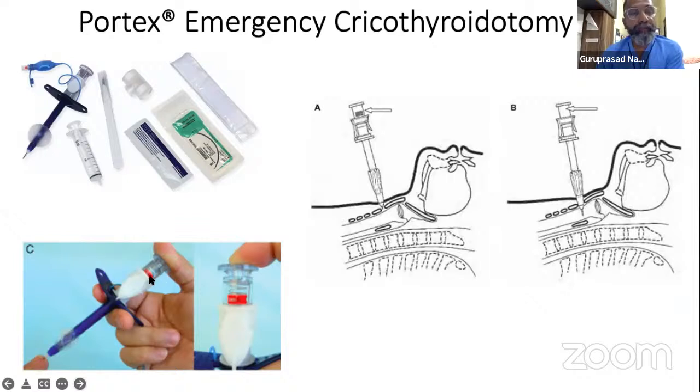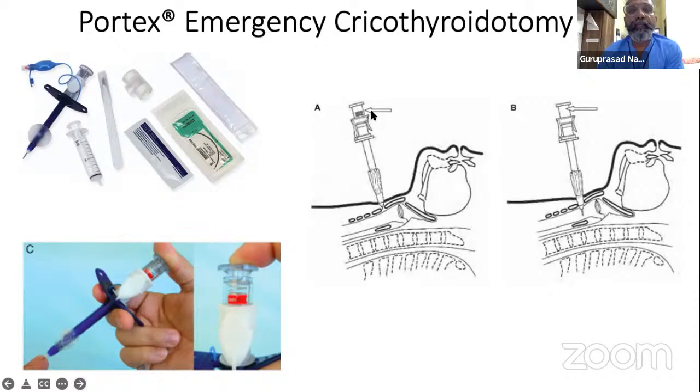So whenever this red indicator is seen, that tells that the needle has come across some resistance. Basically, you identify the cricothyroid membrane, then take a nick. Then you use the cricothyrotomy set to enter the trachea. The moment the needle meets resistance, you can see this indicator.